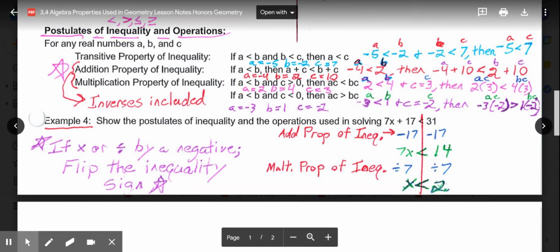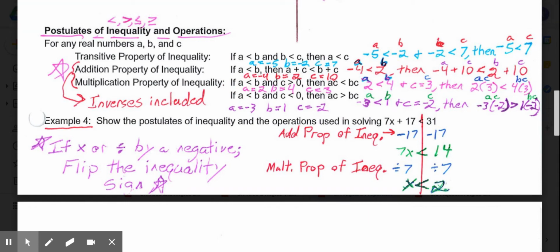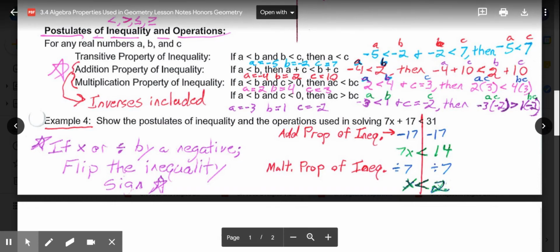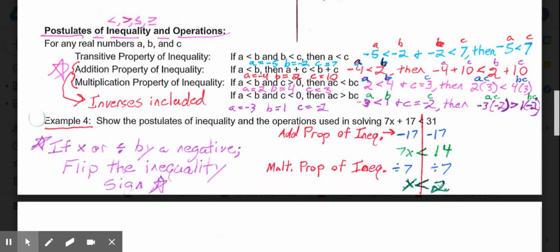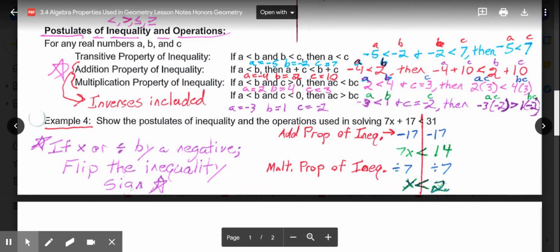So if 2 is less than 4 and C is 3, then 2 times 3 is less than 4 times 3. If A is less than B, meaning -3 is less than 1, and C is a -2, then the -3 times -2 would be greater than the 1 times -2.